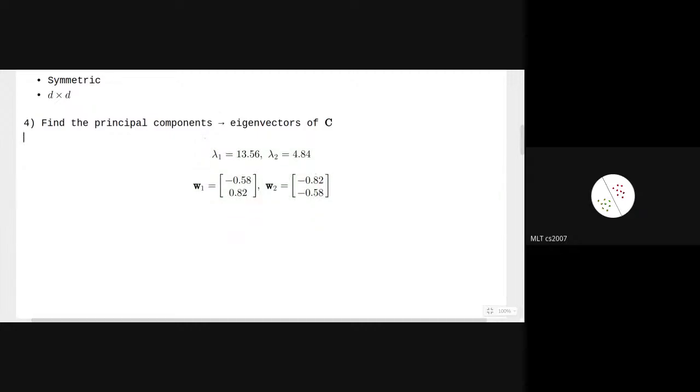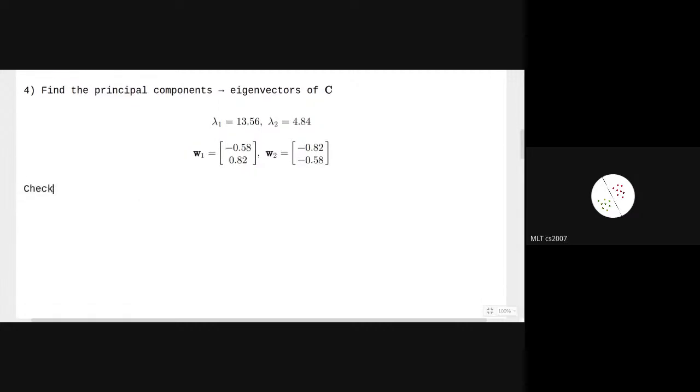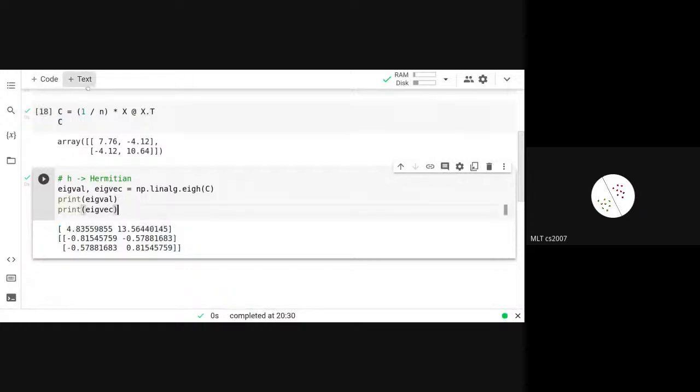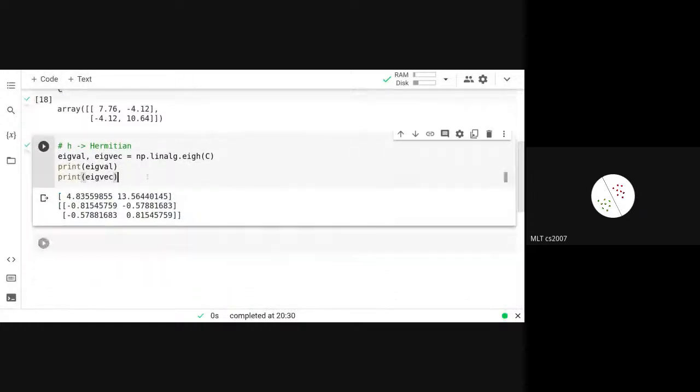This is a complete description of the problem, but let's do some checks also. What checks will you do here? Orthogonality of the eigenvectors. W1 and W2 should be orthonormal, so orthogonality and unit norm. We have to check these two. It's easy to check on your calculator, since there are only two numbers, but I'll show you how you can check it in NumPy.